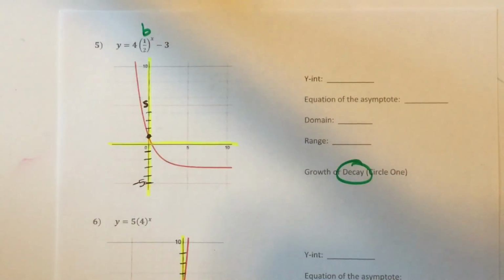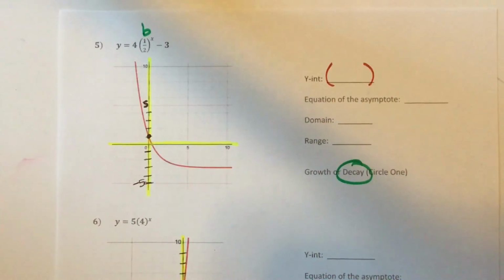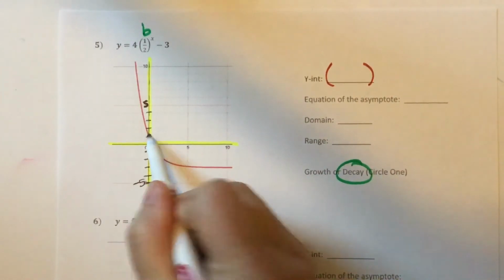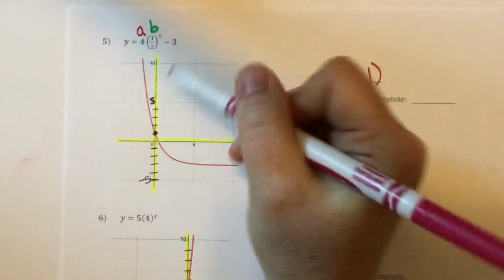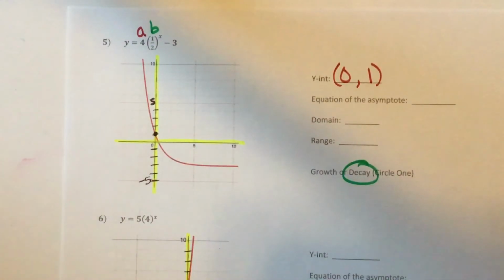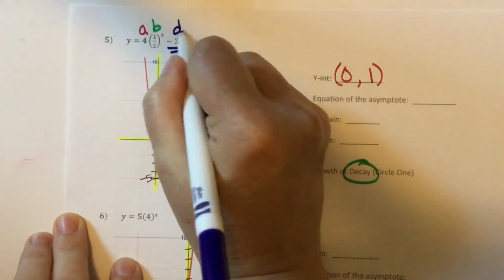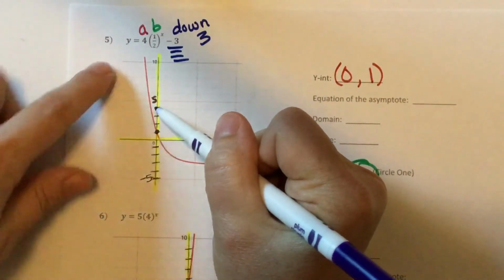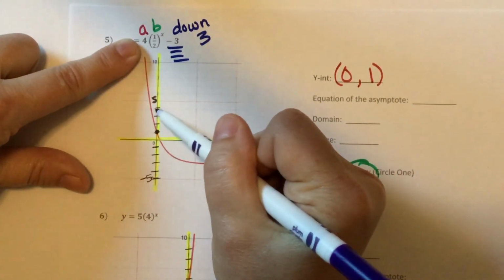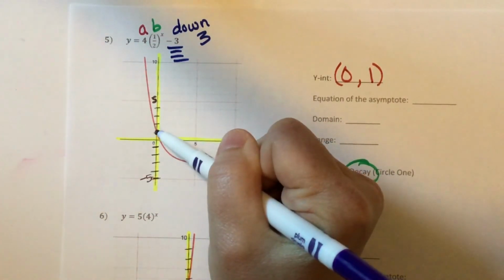Okay, what do you think the y-intercept is? The y-intercept is 1, so (0, 1). Now, if you look at just the equation, you would think that the y-intercept would be a 4, right? But what does this minus 3 in the back make the graph do? It makes the graph go down 3. So if your y-intercept should have been up here at 4, like the equation says, and it goes down 3, 1, 2, 3, well, that's how it lands at (0, 1).